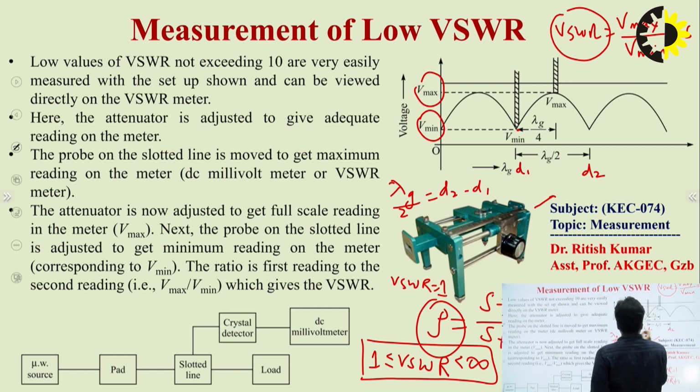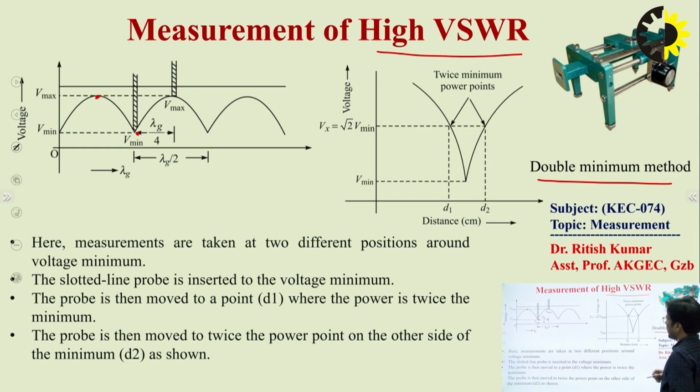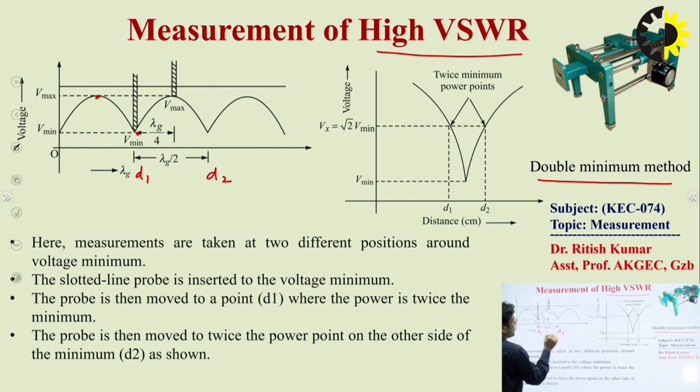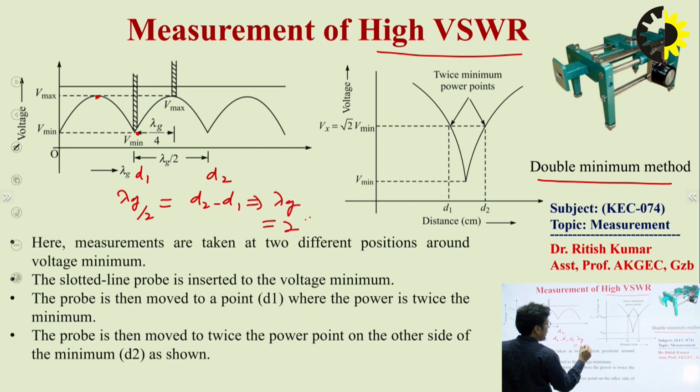So from this method, by using two consecutive minima at distances d1 and d2, lambda g by 2 is equal to d2 minus d1. So lambda g is equal to 2 times (d2 minus d1). From this you can get the guided wavelength, right?